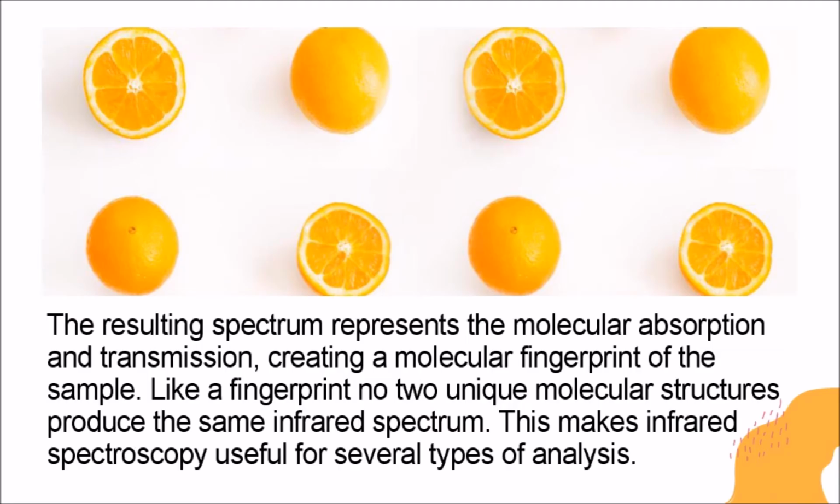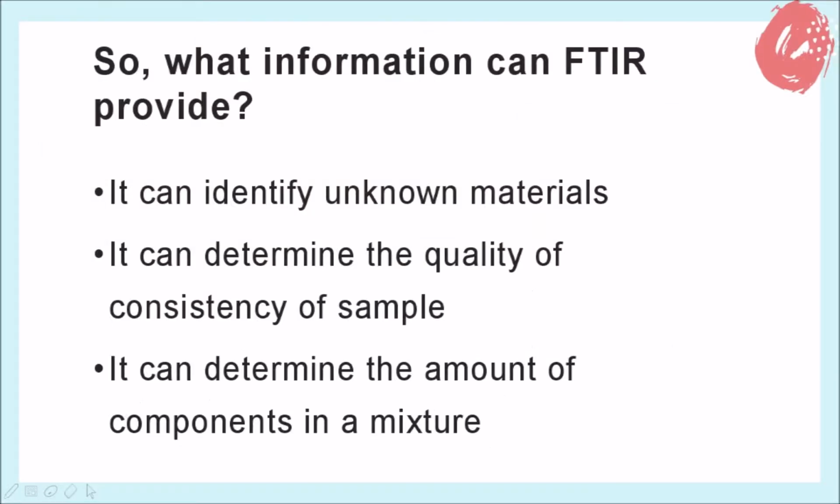The resulting spectrum represents the molecular absorption and transmission, creating a molecular fingerprint of the sample. Like a fingerprint, no two unique molecular structures produce the same infrared spectrum. This makes infrared spectroscopy useful for several types of analysis. It can identify unknown materials. It can determine the quality or consistency of a sample. It can determine the amount of components in a mixture.